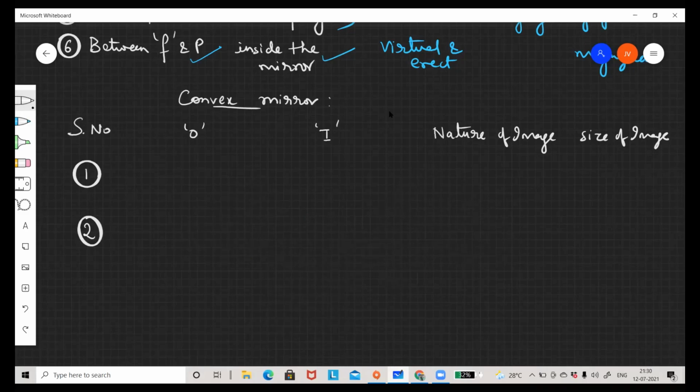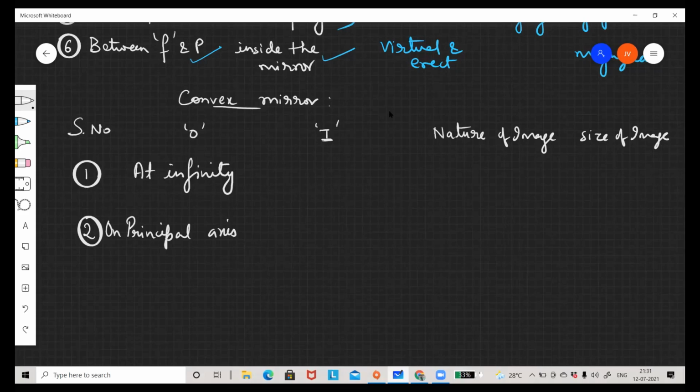Okay, right. So O stands for position of object and I stands for position of image. Object at infinity and object not at infinity. Not at infinity means I just write it as object is on principal axis. If you don't want to write object on principal axis, then you write the second one as not at infinity. They will mean the same.